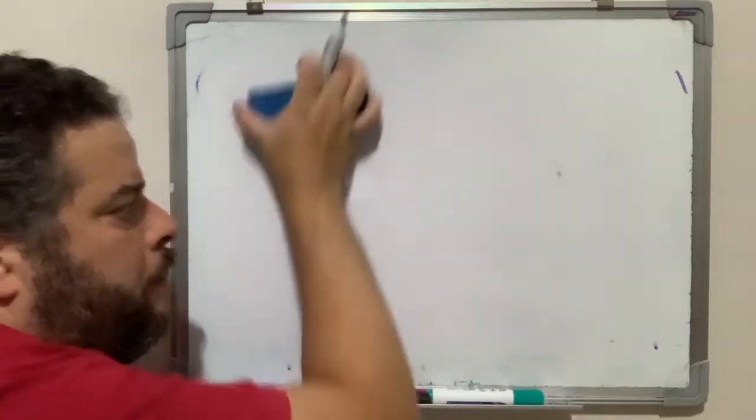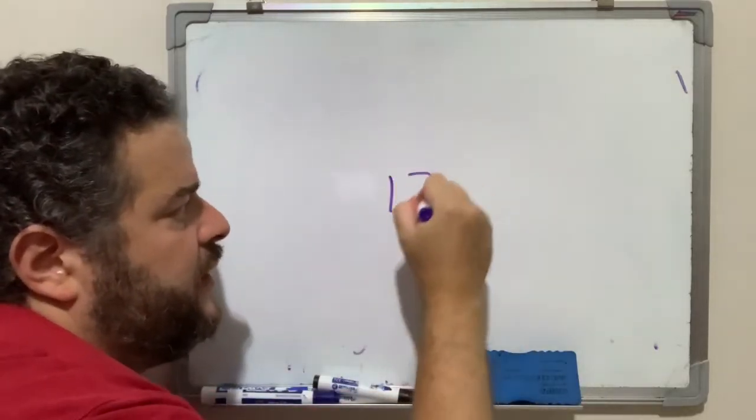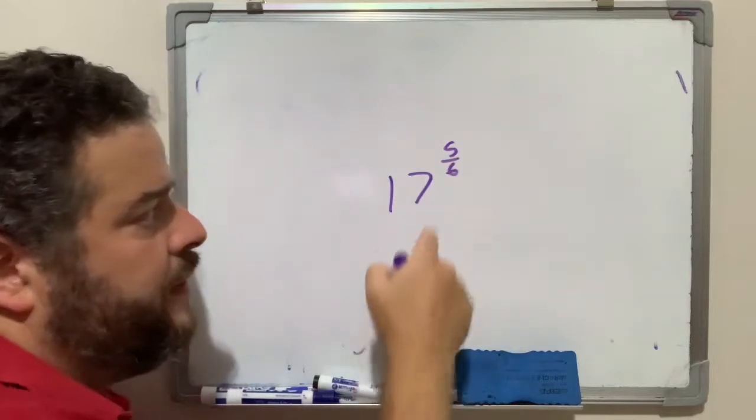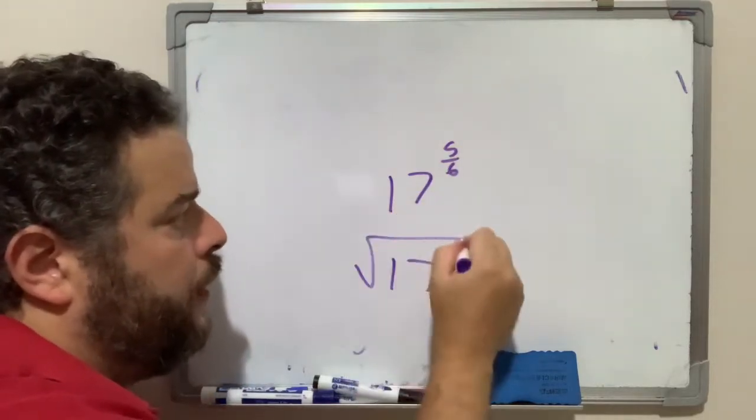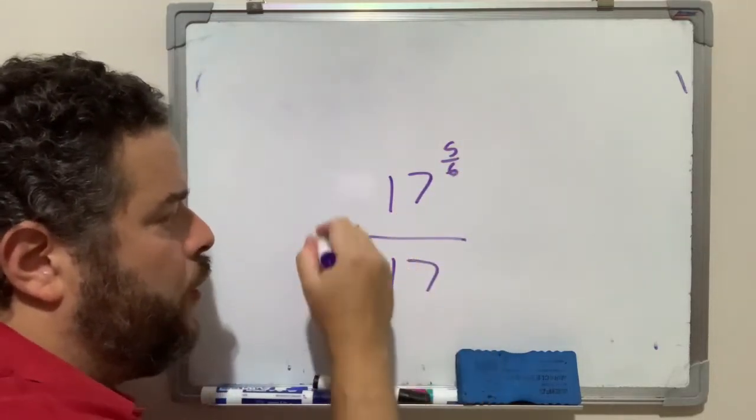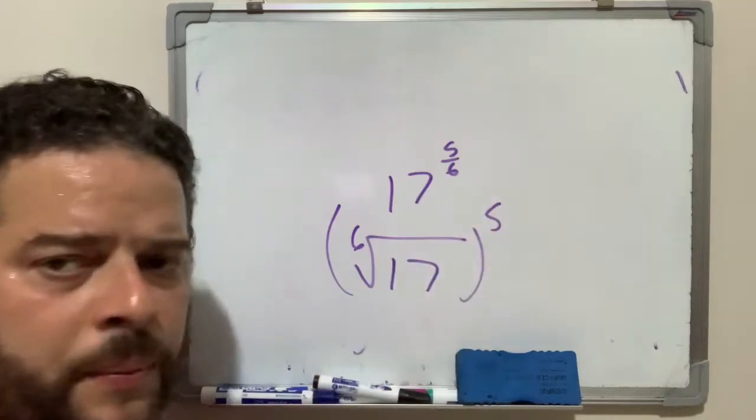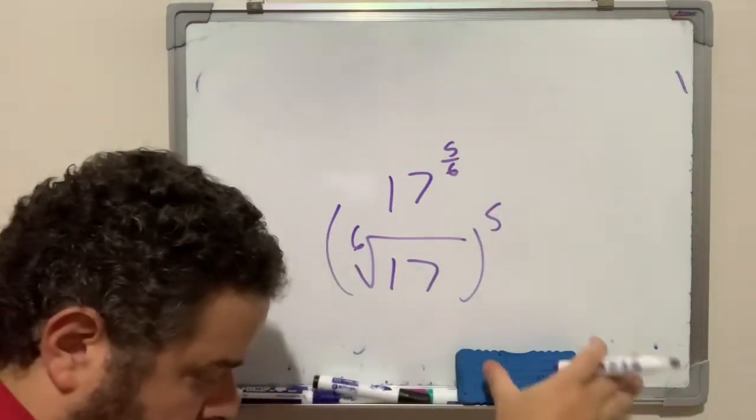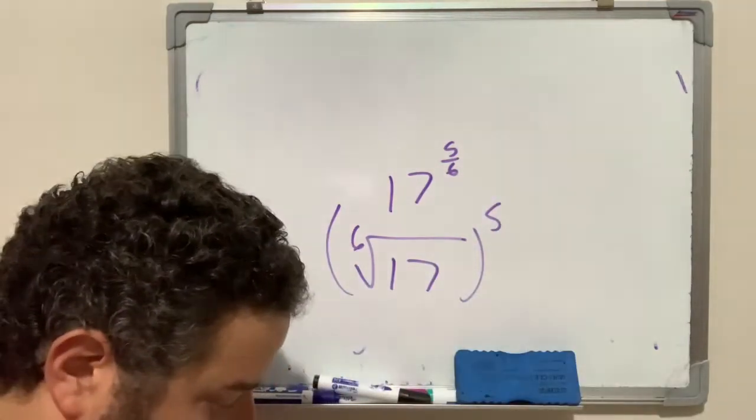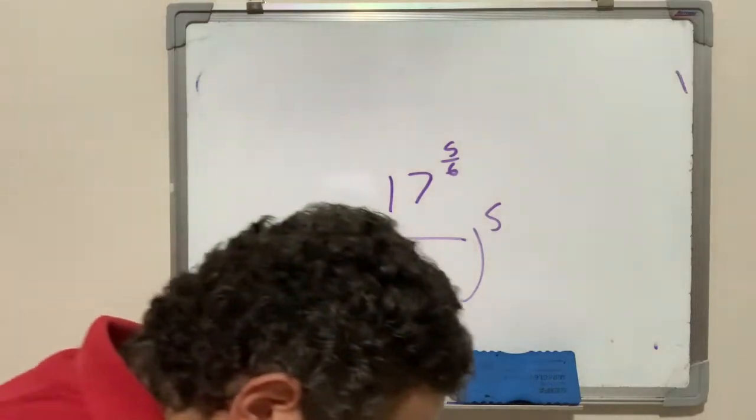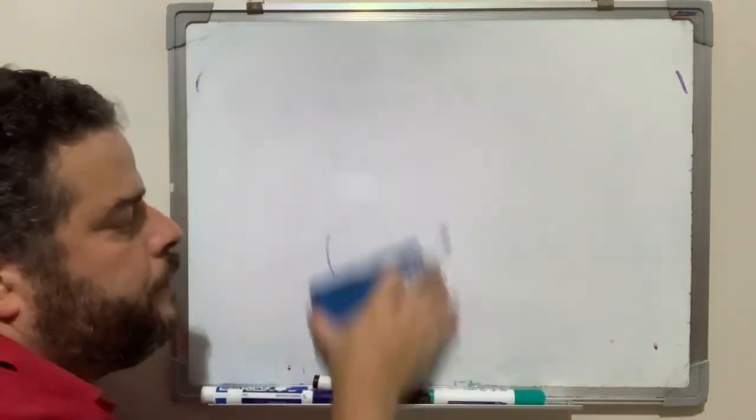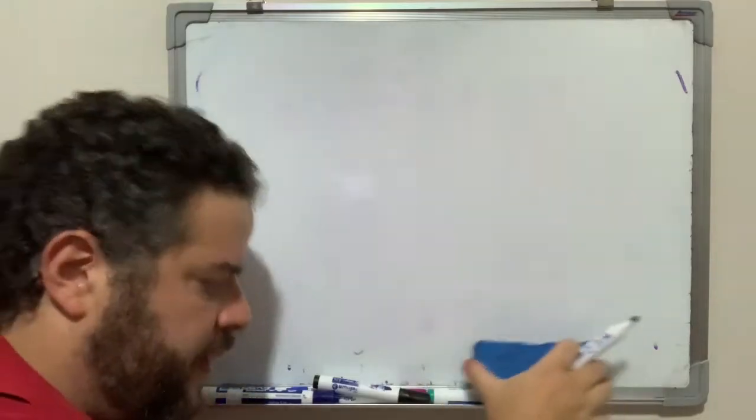Let's say, for example, I have 17 to the 5 over 6. You put the 17 in a root, the 6 becomes the power of the root, and the 5 becomes an exponent. Now, that exponent can be inside or outside, but it's pretty much the same thing. I like to put it on the outside, just makes it easier.